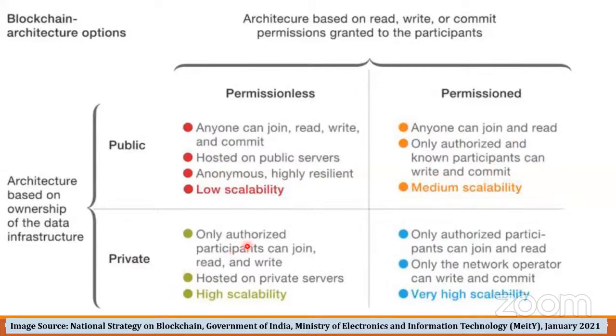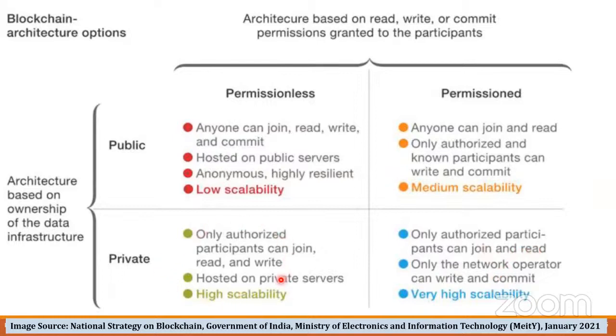Now, in the case of private, only authorized participants can join, read, and write. For example, if I wish to run a blockchain application in my own organization, where we have an HR department, a finance department, an academic section, and a student section, then only people who have the certificate that they are bona fide members of IIIT DMJ will be allowed to participate, and it is hosted on private servers. Private and permissioned means that some kind of permission is required for write and commit.